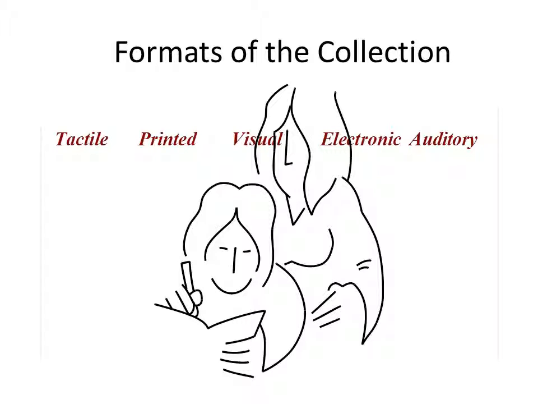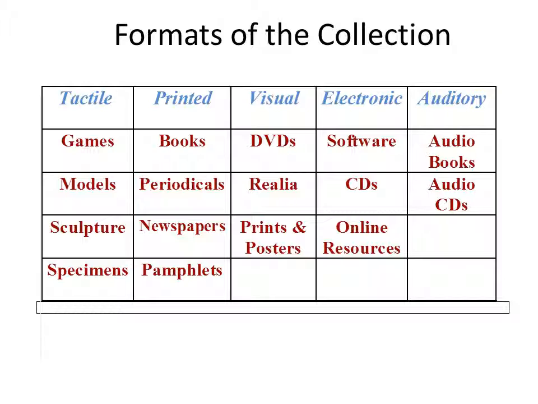The typical school library collection contains materials in a variety of formats, including tactile, print, visual, electronic, and auditory. What types of materials can you name in each of these categories? Here, you can see the variety of materials that might be included in a school library collection. Can you think of anything else?